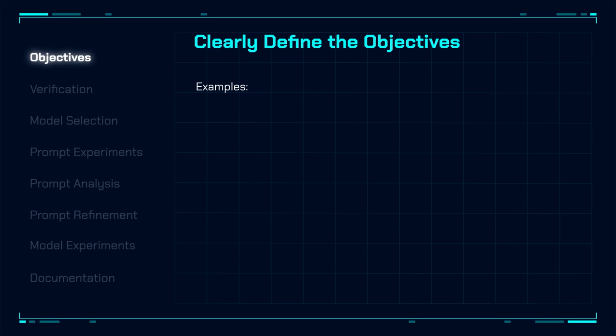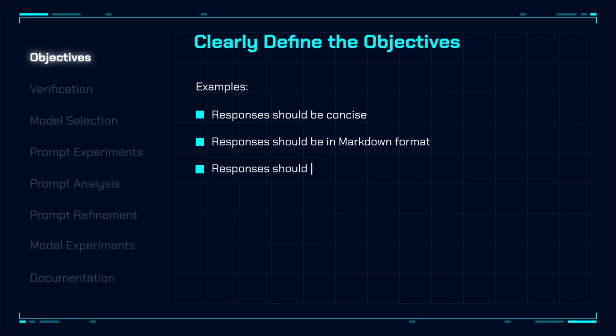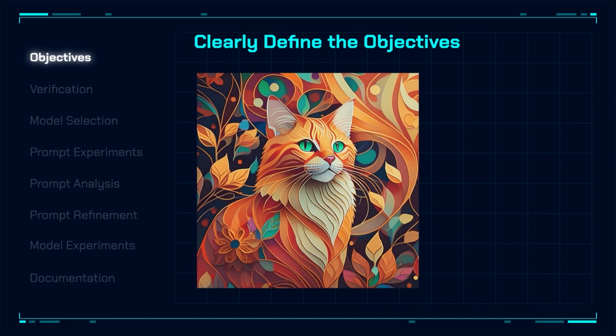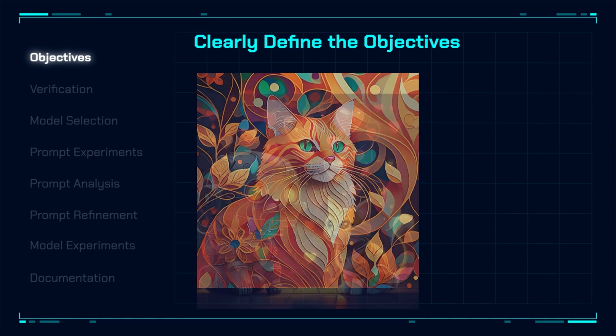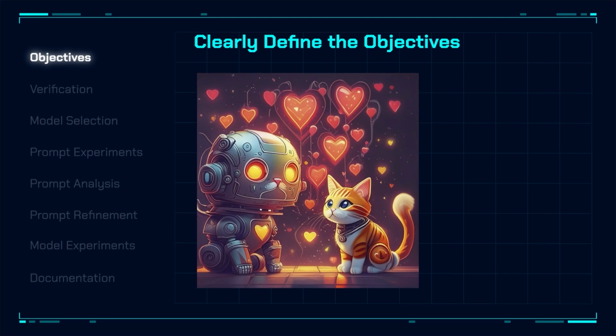For example, am I trying to produce a specific response? Do I require responses to be formatted in specific ways, such as JSON or Markdown? Defining the objectives can be easier said than done. Some use cases are fairly straightforward, and others may have only vague objectives. Attempting to produce an image of an orange cat is fairly straightforward. Attempting to emulate human emotion is both more complex and vague.